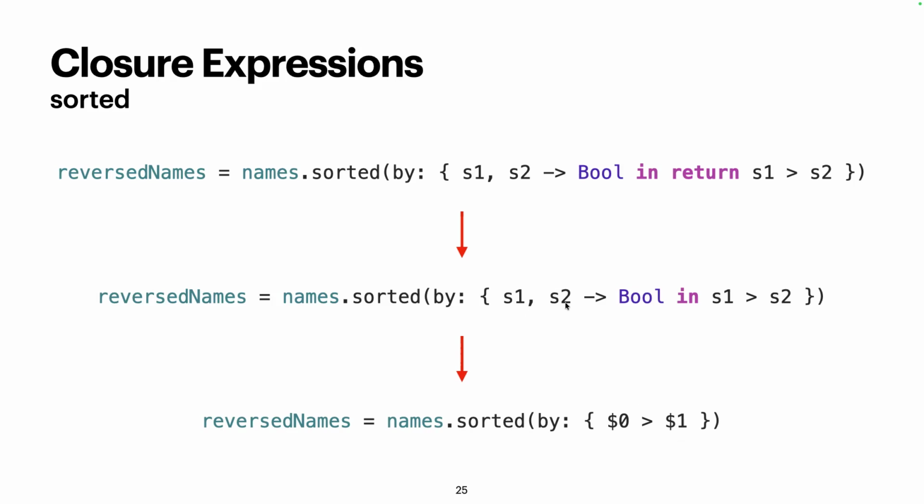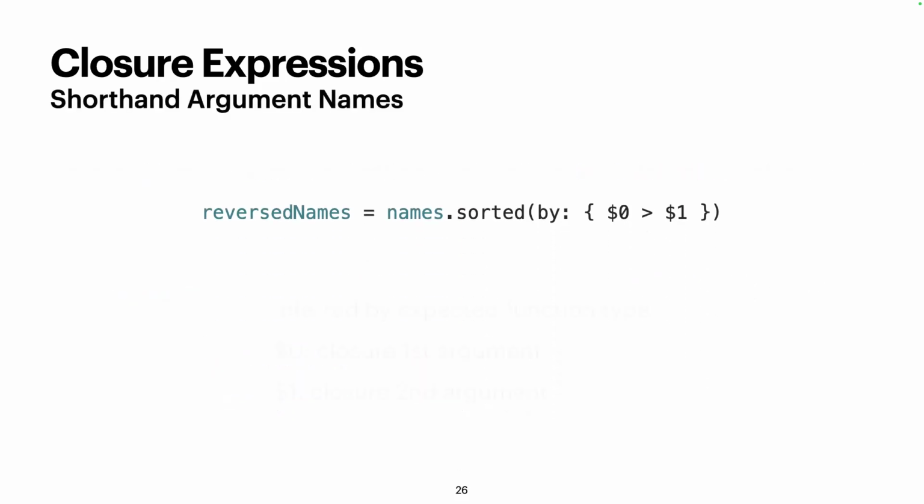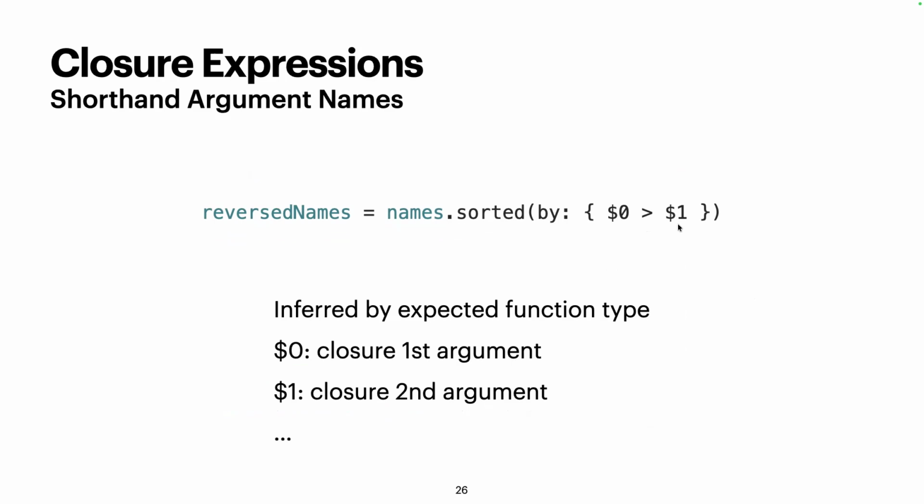So basically what we're saying is, we have an array of strings. I want to get a new array of strings sorted by this condition where, if I have a pair, I want to sort this pair where the greater lexicographically ordered one comes first before the second one. We call these $0, $1 shorthand argument names, where the first, $0, is the first argument of the closure, and $1 is the second one. If the function has more arguments, then it'll be $2, $3, and so forth, right?